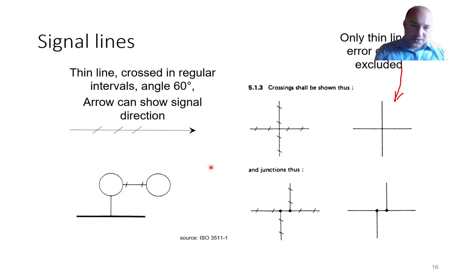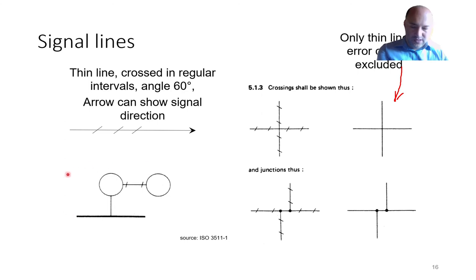How about the signal lines? We've already seen that the signal lines are the thin lines looking like this. So this is telling me that this is my signal. It can have those crosses in regular intervals with an angle of 60 degrees. So that's an example that you can see here. And eventually it can also have an arrow. And this arrow can tell us what is the direction of my signal, if it's not clear.